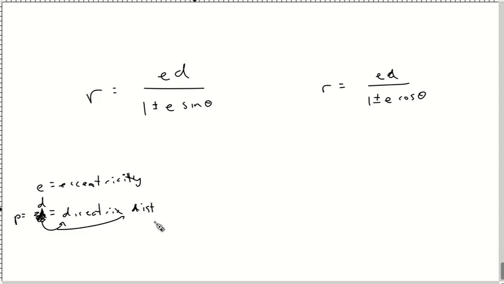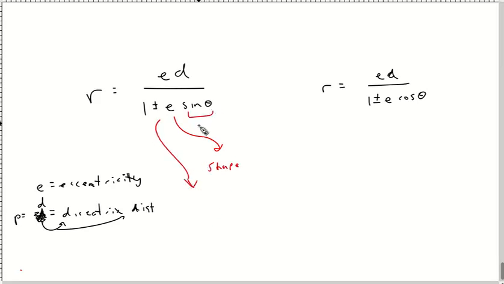What we're going to do is decode it. And I'm wondering if I should decode it now or later. Let's do it now. So the E is going to tell you what shape it is, okay? And that's an easy one. The plus or minus is going to be part of the directrix equation.